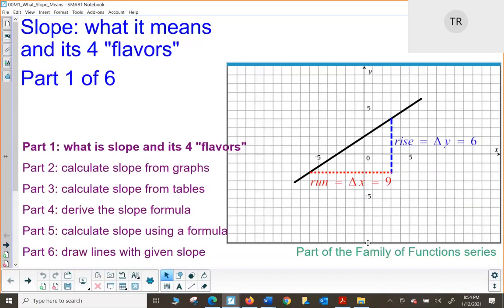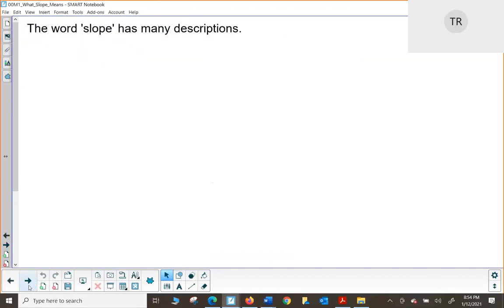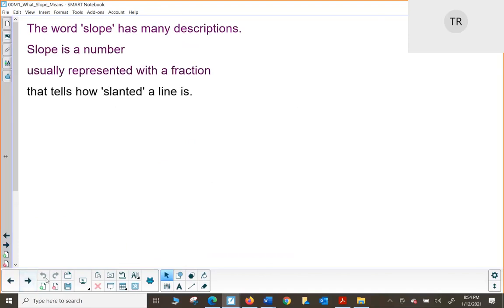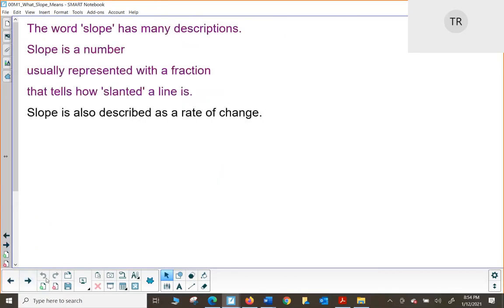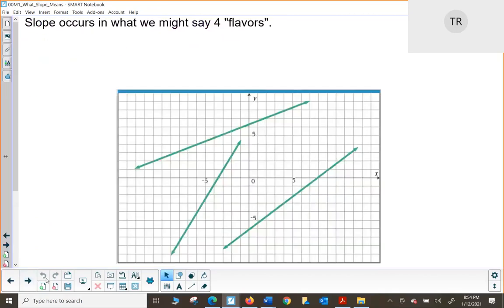So this is what it means, and it's 4 flavors. Again, I'm going to go real quickly here. It's part 1 of 6 on slope. The word slope has many descriptions. It's a number usually represented with a fraction, tells how slanted a line is. It's also described as a rate of change. We say it occurs in 4 flavors.